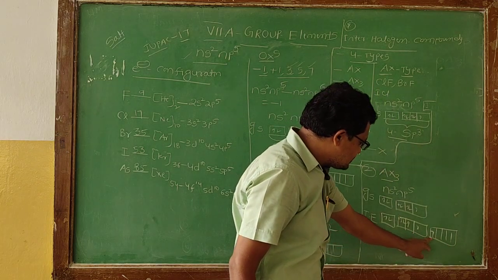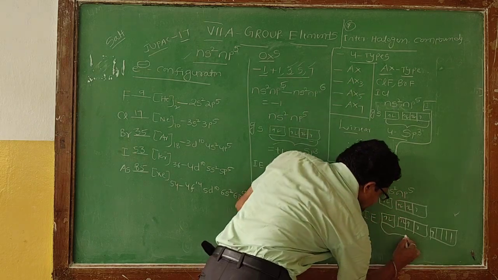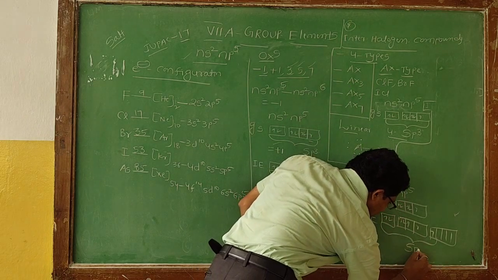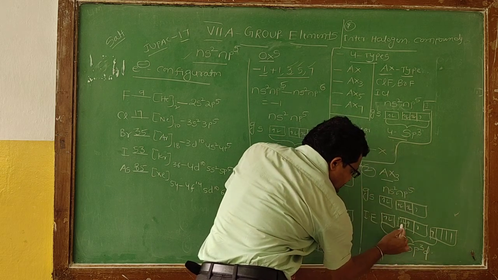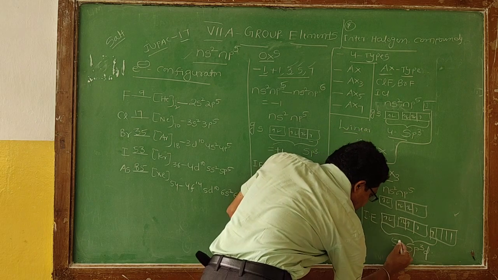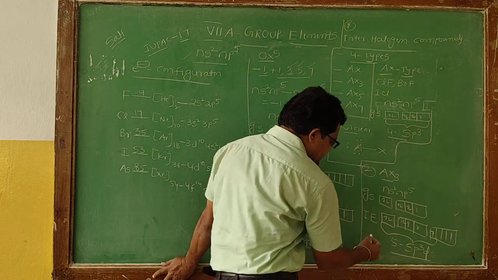There are how many unpaired electrons? 1, 2, 3. How many halogens are there? 3. That's why it undergoes sp3d hybridization. It undergoes sp3d. How many? 1, 2, 3, 4, 5. Total 5 sp3d hybrid orbitals are formed.